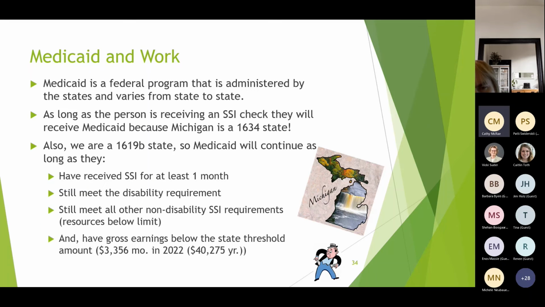You still meet the disability requirement and all the other SSI requirements, like your resources are low, and you have gross earnings below the state threshold. This year, that state threshold is $3,356 a month, or $40,275 annual earnings. Next slide, please.